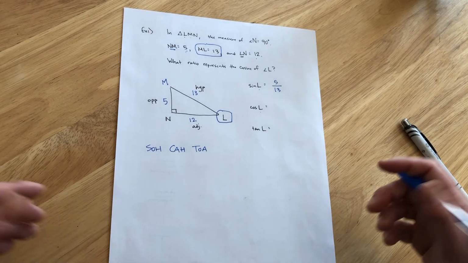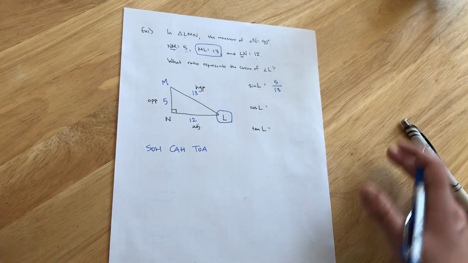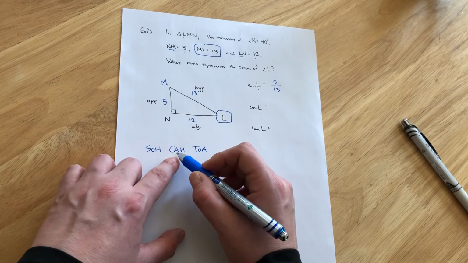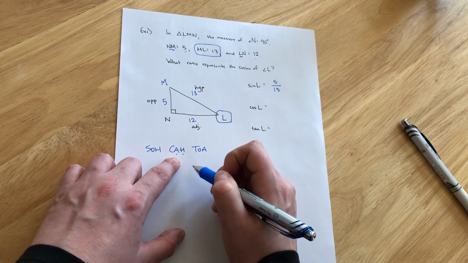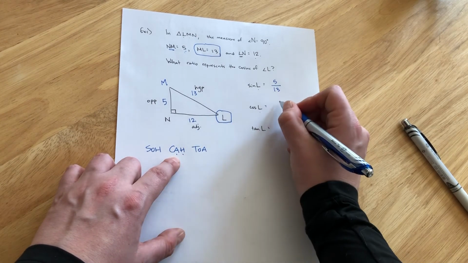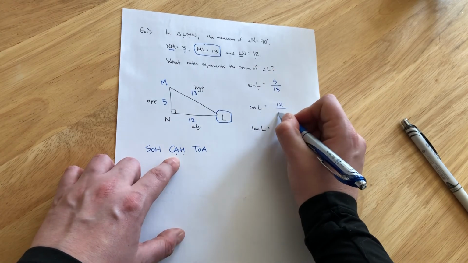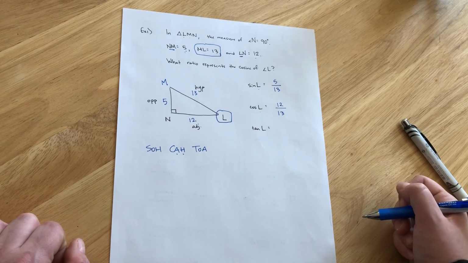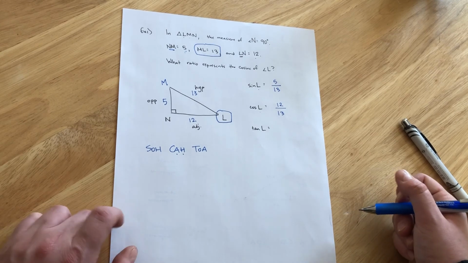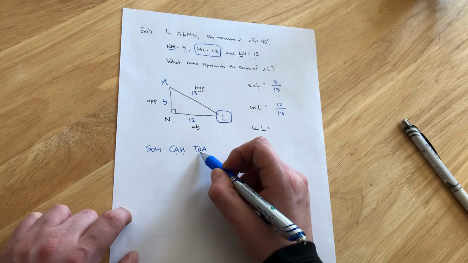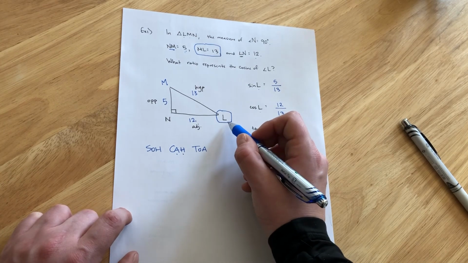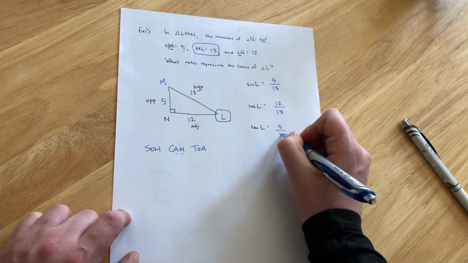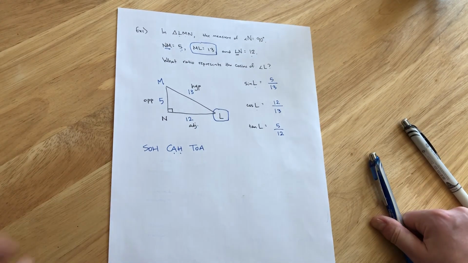If it asks you to write it as a decimal, you could divide this out and round the decimal. Cosine of angle L, that's going to put the adjacent side over the hypotenuse. Well, the adjacent side is 12 over the hypotenuse, 13. That's the cosine ratio for angle L. And lastly, tangent of angle L. Tangent puts opposite over adjacent. So from angle L, opposite is 5, 12 is the adjacent. So 5/12 is the tangent ratio for angle L.